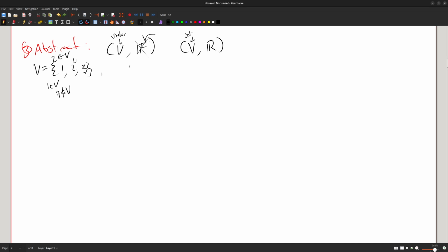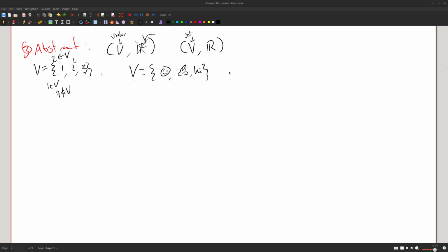So for example, you could have V is equal to smiley face, poo emoji. Oh God, I can't draw that. Poo emoji and I don't know, the word hi. You can have whatever you want in your set. But this set has to come with some sort of rules.